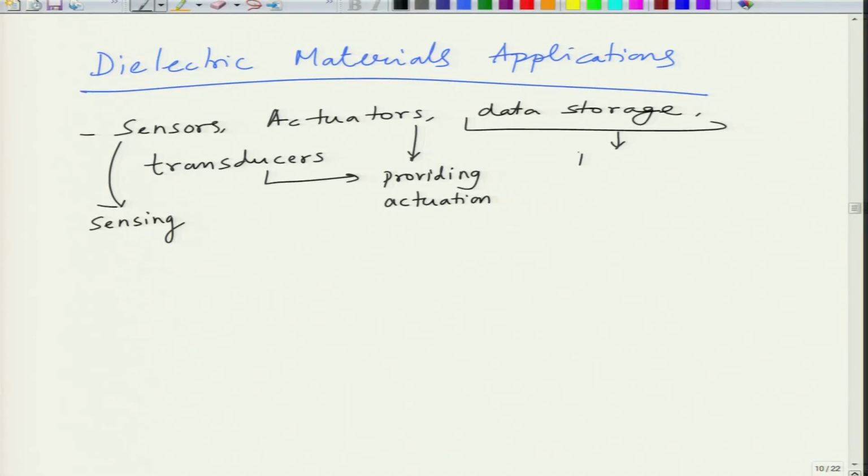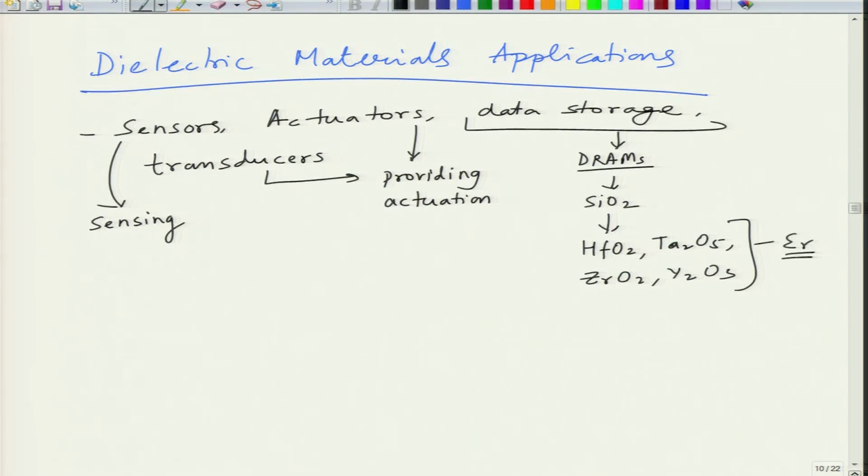They are also useful for data storage, because many of the DRAM materials, for example, are conventionally made on silicon oxide, but there are a lot of materials which replace silicon oxide, such as hafnium oxide, you have tantalum oxide, you have zirconium oxide, yttrium oxides, and here the property that is important in these materials is dielectric constant. So, dielectric constant of the material is exploited to make these thin films and these dynamic random access memories for storing the data.